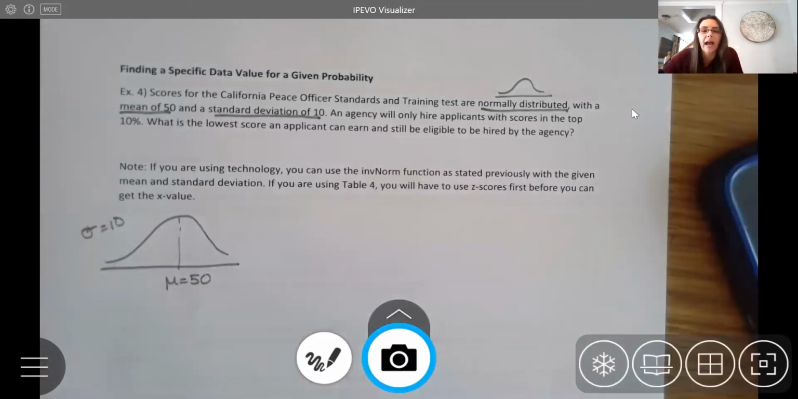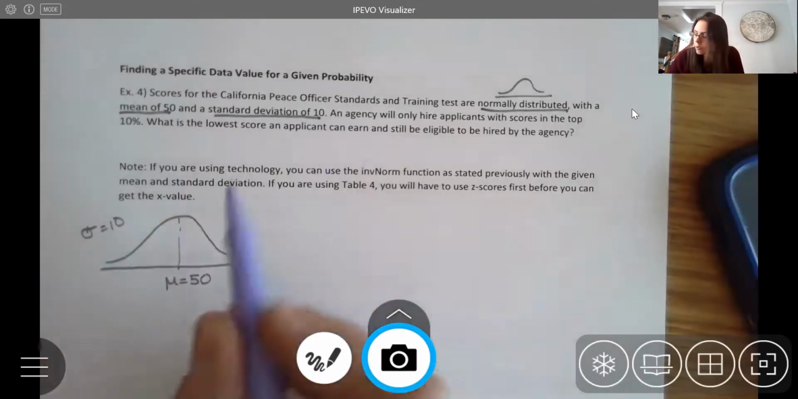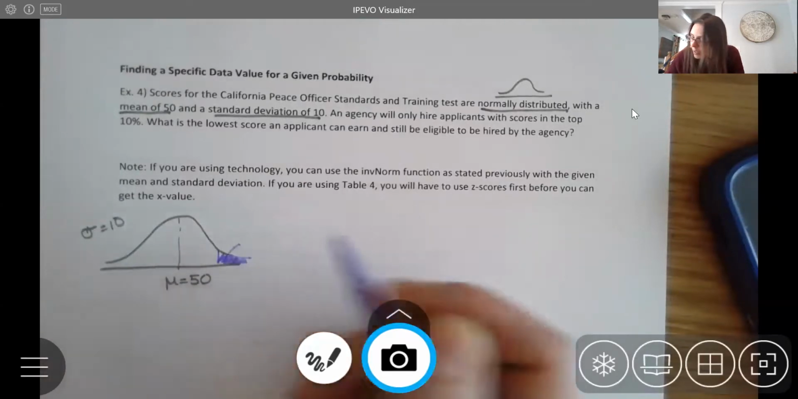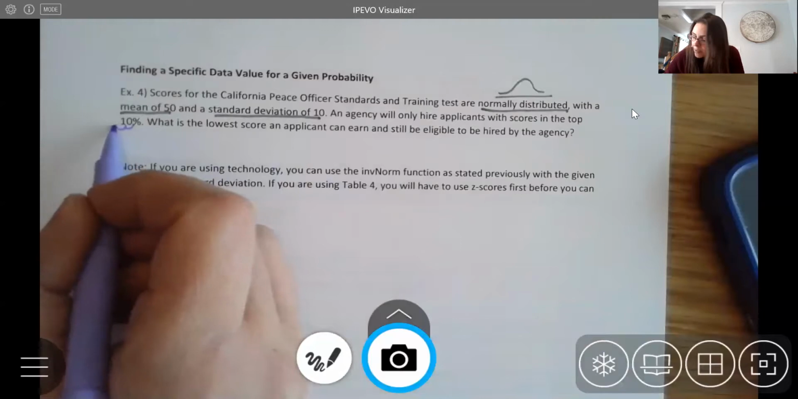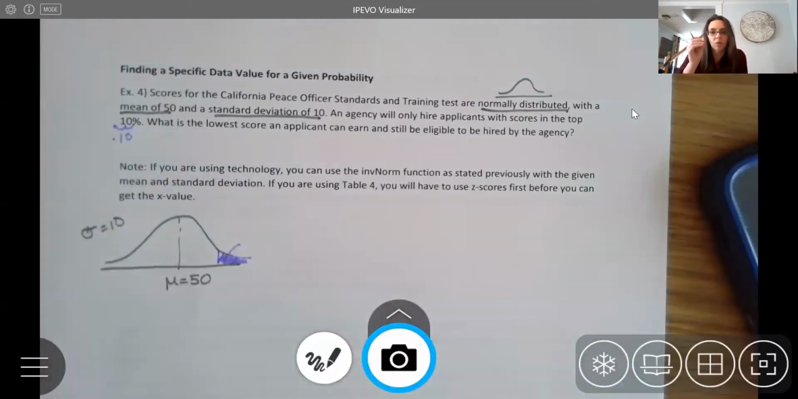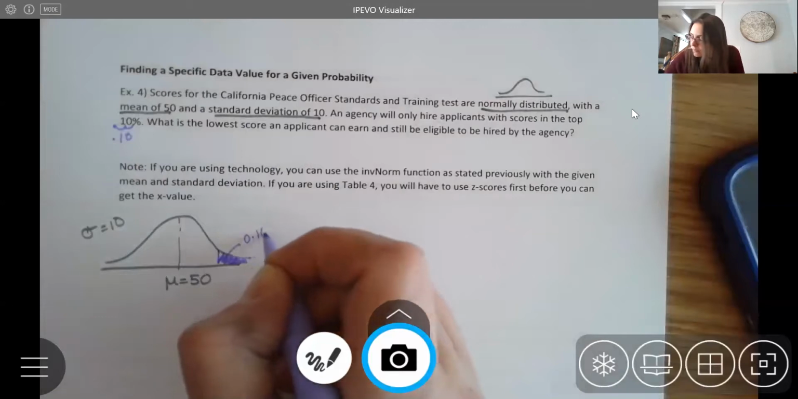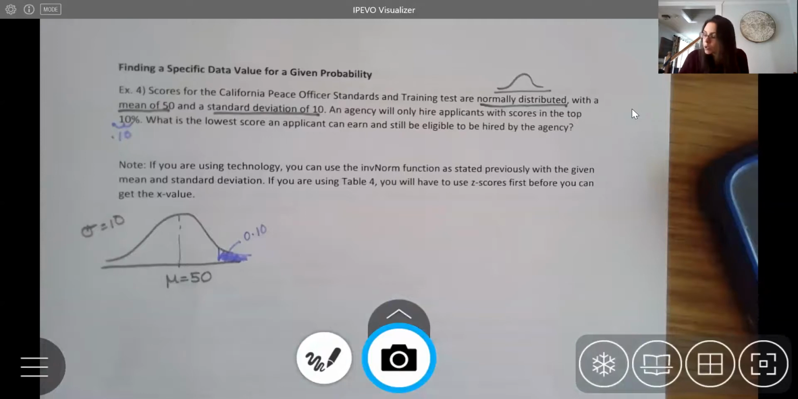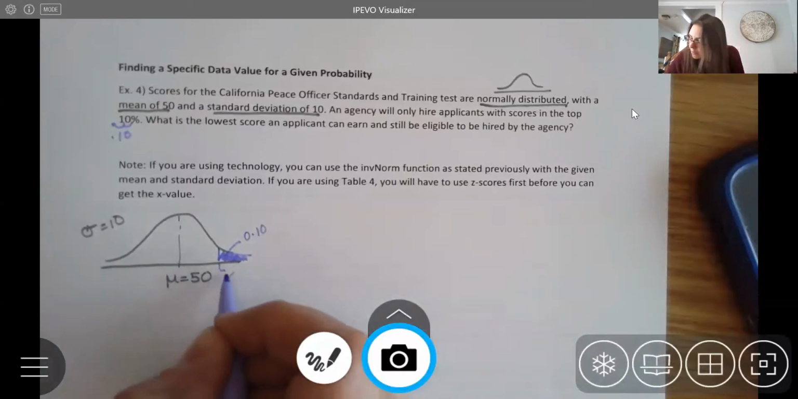An agency will only hire applicants with scores in the top 10%. What is the lowest score an applicant can earn and still be eligible to be hired by the agency? So they will only hire those in the top 10%. Again, 50% on the left, 50% on the right, so your top 10% is going to be over here. And remember, 10% would be the same as 0.10. We move that decimal 2 spots to get the decimal version. So we're looking for this cutoff right here.